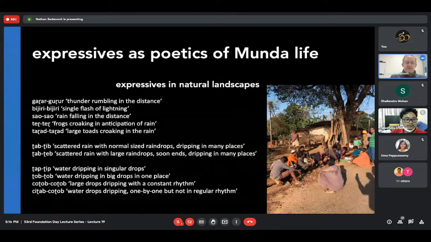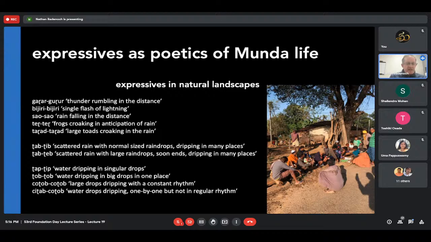When we can see and hear rain falling in the distance, sao sao. In anticipation of the rain, the frogs may start croaking, ter ter. Large toads may start croaking when the rain comes, saying tarat tarat. And these are, as you can see, capturing a number of phenomena from sound to motion to light to natural beings in the landscape. Once the rain starts to fall, we have things like tap dip, scattered rain with normal sized rain drops dripping in many places. Things like tap dip, scattered rain with larger rain drops, which will soon end and may be dripping in many places.